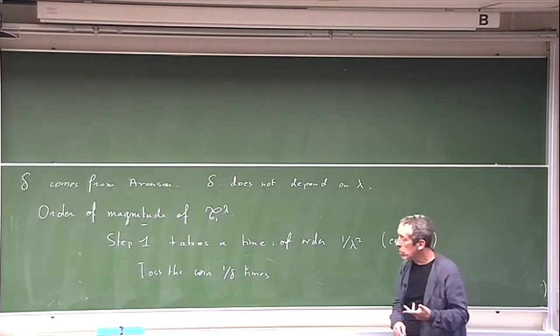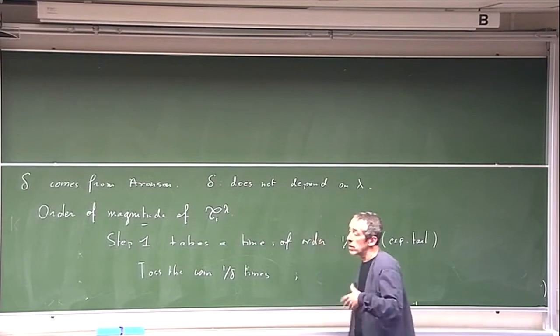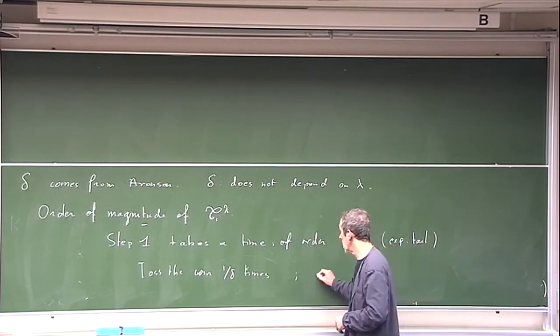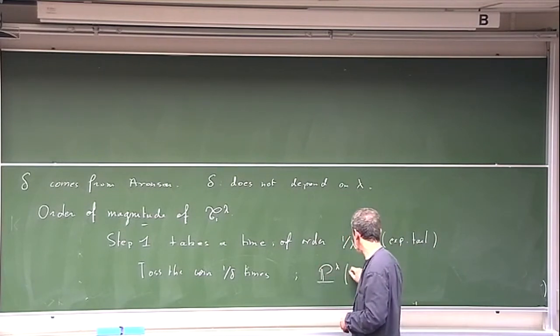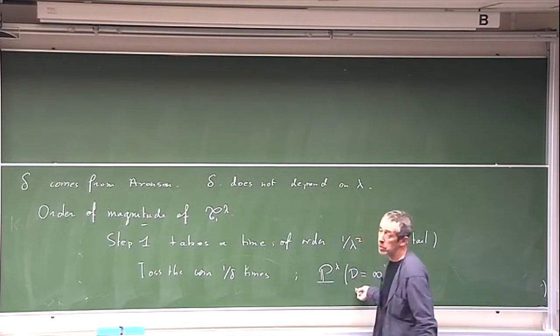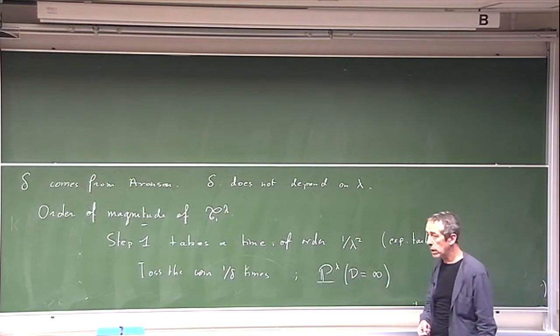And then there is another step where you ask whether D is finite or infinite. So this is also a coin tossing, so to speak. So we need to know what is the probability that D is infinite, which would actually correspond to a success. That's where we stop. Okay?